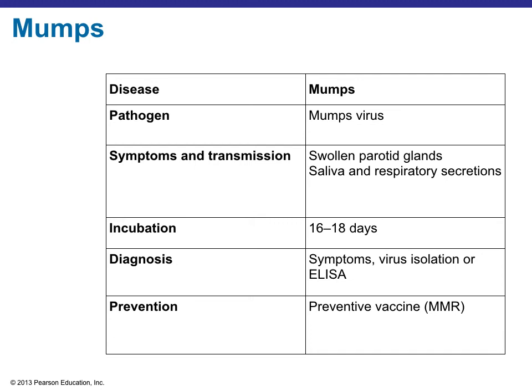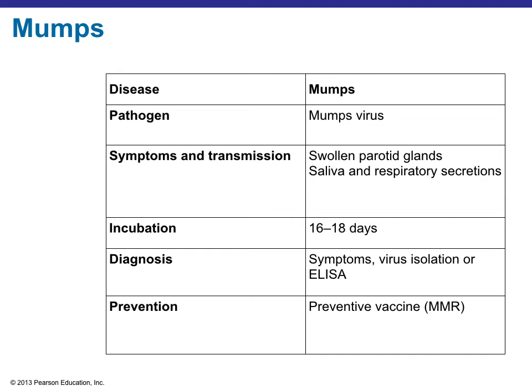So next we will discuss mumps as an example of a viral disease of the digestive tract. And this is discussed on page 751 of your textbook. So mumps virus causes swollen parotid glands, and then occurs in saliva and respiratory secretions.